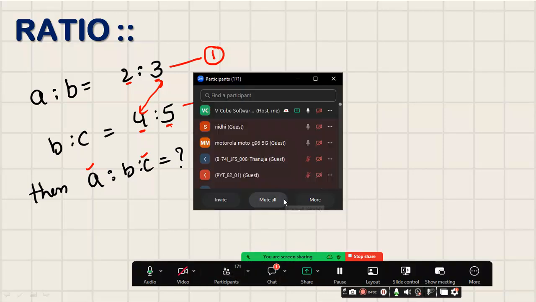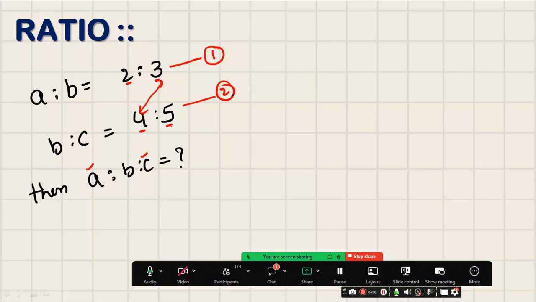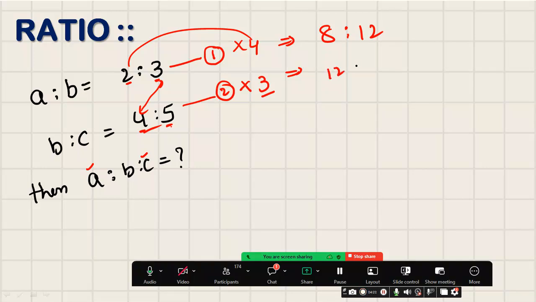Okay, all of you please mute yourself. So this is equation number 1 and equation number 2. Equation number 1 multiply with 4. Equation number 2 multiply with 3. Opposite multiplication, guys. So 4 2s are 8. Next, 4 3s are 12. Again, 4 3s are 12. Next, 3 5s are 15.